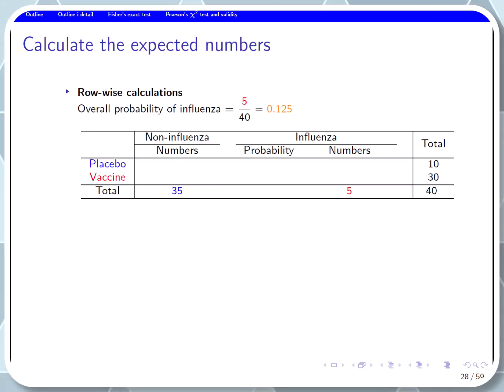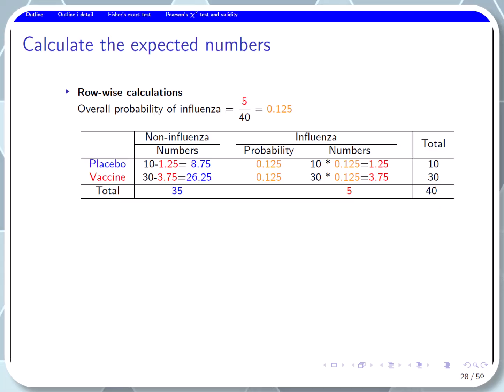We can do row-wise calculations based on the overall probability of influenza. We can calculate the expected numbers for the placebo group and for the vaccine group. 10 times the probability, 0.125, equal to 1.25, is the expected number of influenza for the placebo group. 10 minus 1.25 equal to 8.75 is the expected number of non-influenza in the placebo group. We can do the same calculation for the vaccine group.